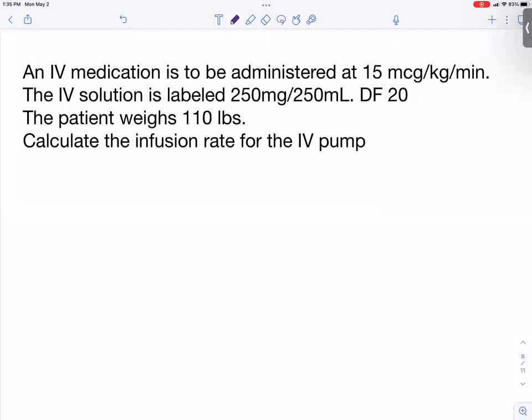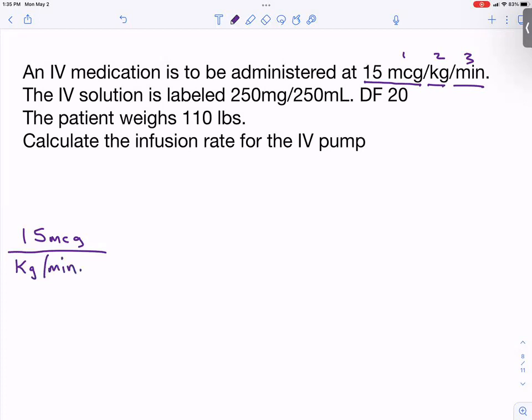Here's a 3-factor IV problem. And how do I know it's 3-factor? Because it's saying the IV is to be administered at 15 micrograms per kilogram per minute. That's 3 elements, 1, 2, and 3. So if you remember back to your 3-factor problems, that's your starting point, because that's what the doctor ordered. So we set it up, 15 micrograms in the numerator and kilogram per minute in your denominator.